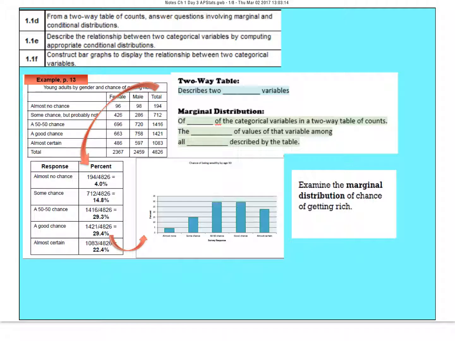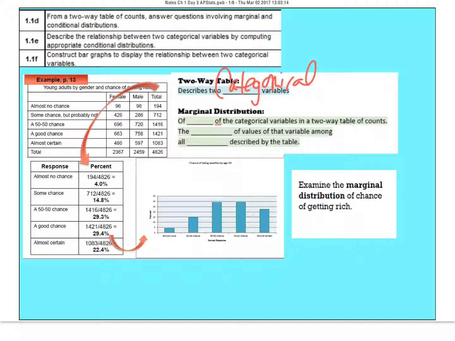So let's first do some vocab about what is a two-way table, what is this word they talked about, marginal distribution, and then we'll get into conditional distribution. A two-way table describes two different categorical variables. If we look at this table, it looks like across this row they are talking about gender. So gender is the first variable. The other variable deals with their chances of getting rich. I know that because it says here, for getting rich: almost no chance, some chance, and so forth. Those are the two variables this table is looking at.